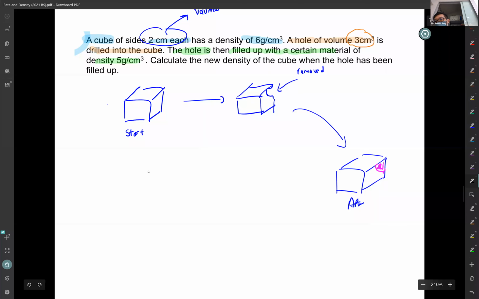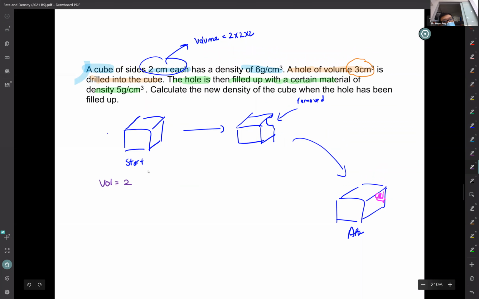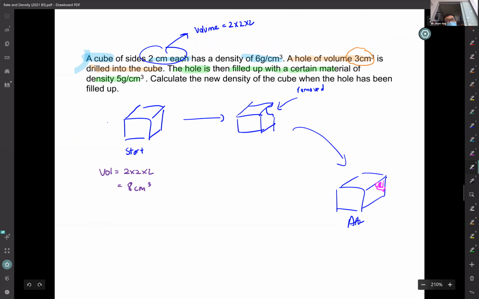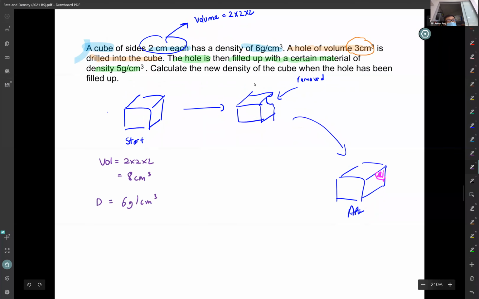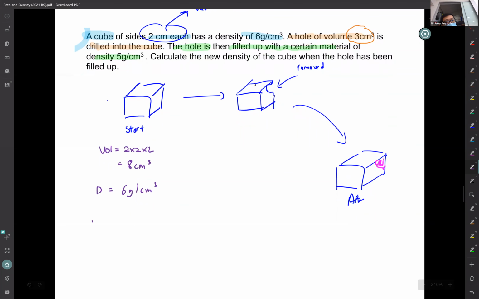Find out what you can. For example, at the start, I knew that the volume was 2 times 2 times 2. Isn't that 8 cm cubed, right? And at the start, what is the material's density? The density is 6 gram per cm cube. So this is where some of you made some mistake. I think you were interested to know what is the mass. To get the mass, you're going to take 6 times 8, not 6 divided by 8.